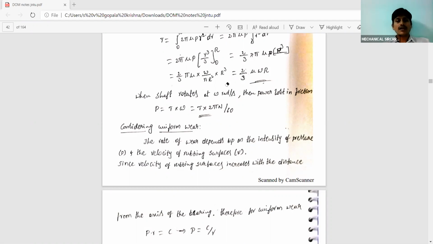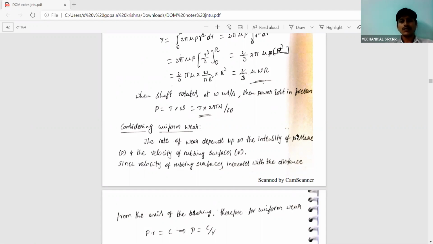Here all of you observe that the wear rate depends upon the intensity of pressure and the velocity of the rubbing surfaces. That is also very important. So for uniform wear, the pressure into r equals C, a constant. P into r equals constant.